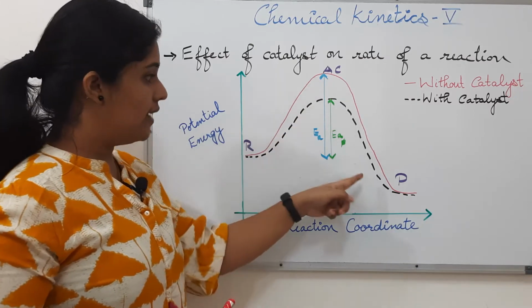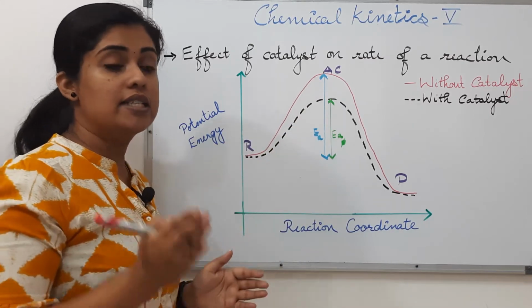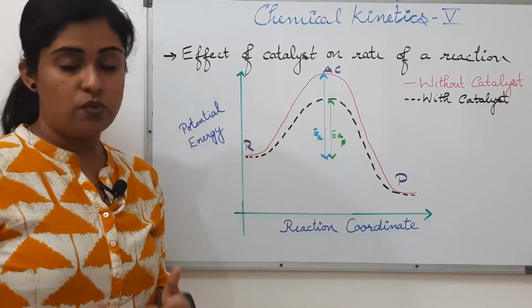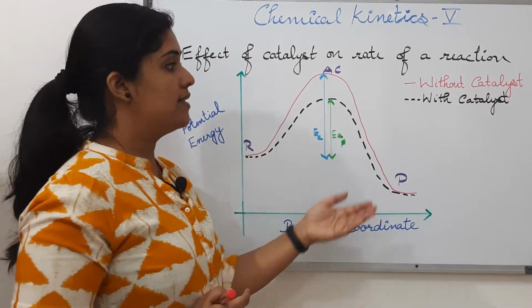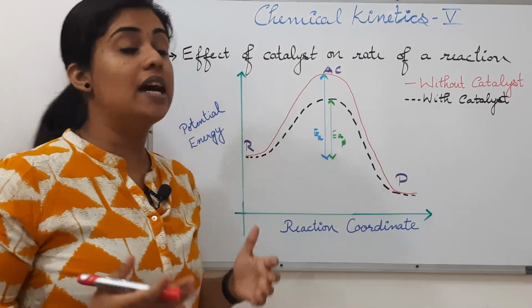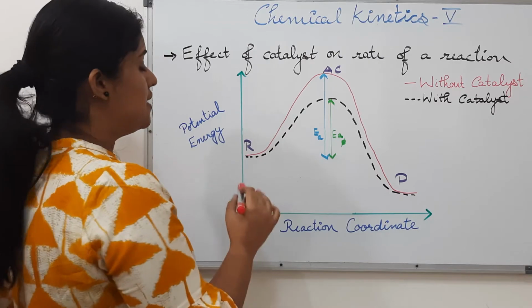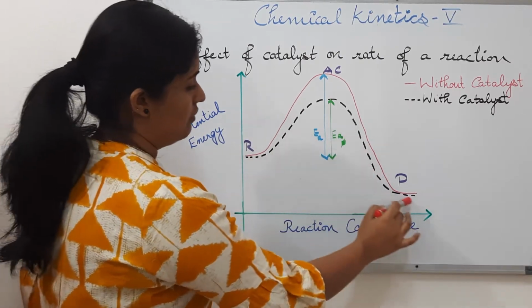Now this red one is the case when you have the reaction being done without any catalyst. But now consider the case where you are performing the reaction in the presence of a catalyst. How does the catalyst affect this energy profile? That is represented by the black dashed graph that you can see.